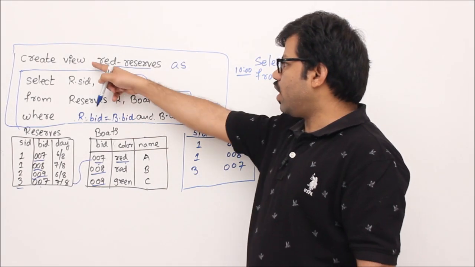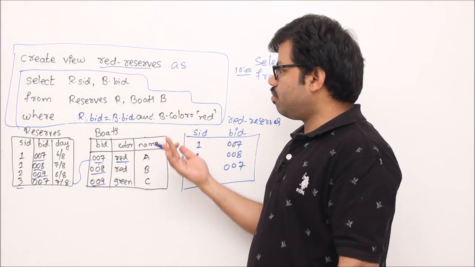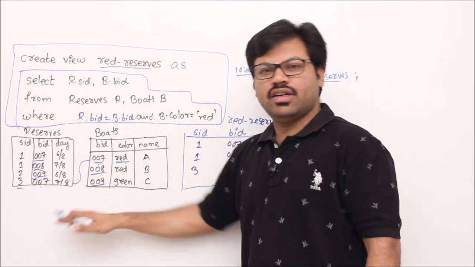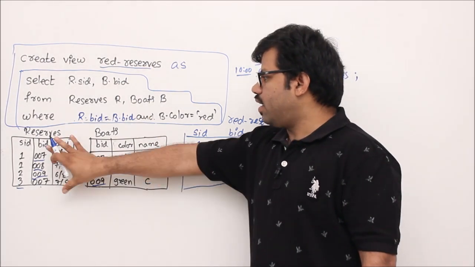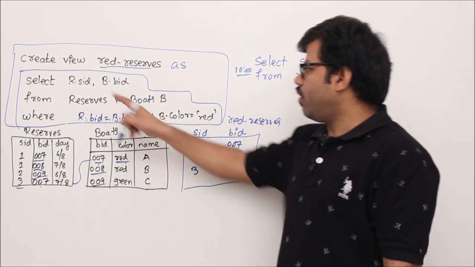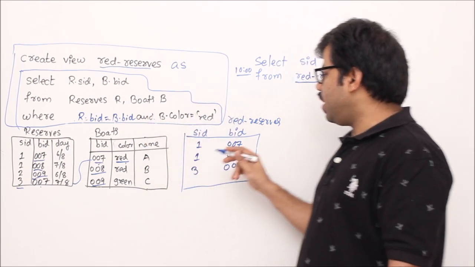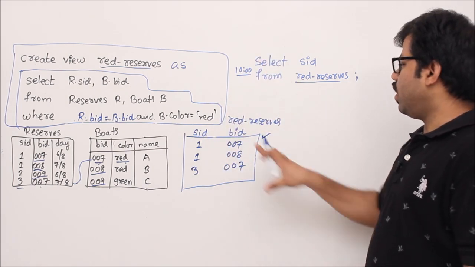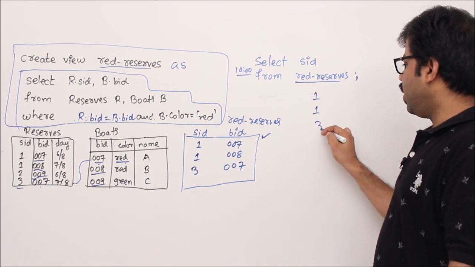Meanwhile, when you created the view, there may be only a few tuples in reserves and boards, but later, after your view definition, some other tuples may be added. Still, when you use it at that time, the current reservations and current boards will be taken, so updated reserves and updated boards. Now if you execute this query, whatever result you get at that time will be treated as a table. That will become red reserves for this query. So in that you are printing SID, so 1 comma 1 comma 3 will be printed.